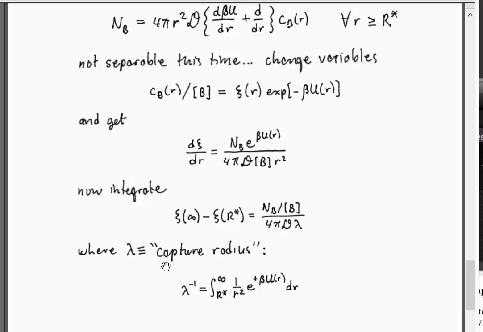In this case, the capture radius is given by an integral from r star up to infinity of 1 over r squared e to the positive beta u dr. So this is lambda to the minus 1.